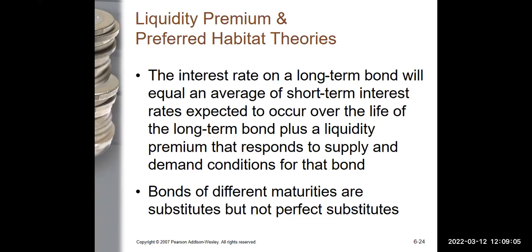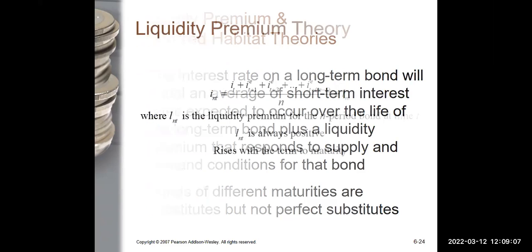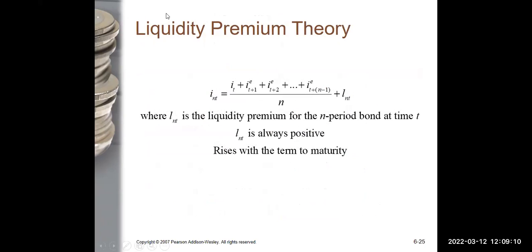Bonds of different maturities are substitutes, but not perfect substitutes. Let's see what that means. Now, if you look at this formula for liquidity preference, what kind of interest rate you expect, look at the first bit and look at this bit. What is this? Liquidity premium for an n-period bond at time t. If you are freezing your money for a longer period of time, you charge a higher liquidity premium.